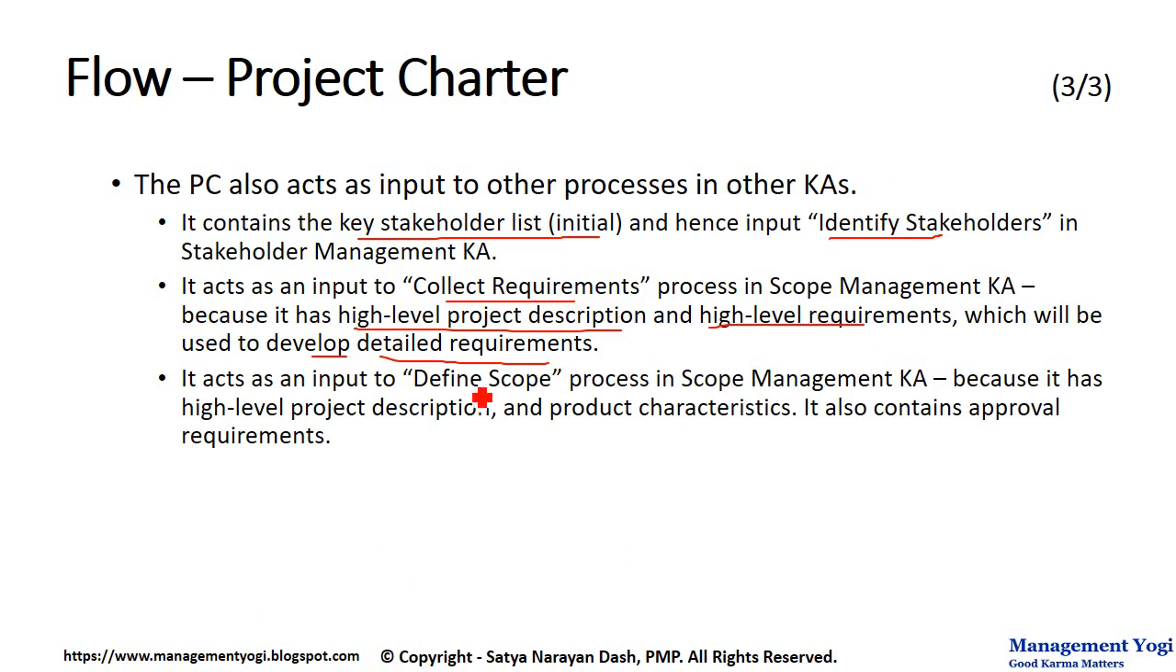It also acts as an input to the define scope process in the scope management knowledge area because it has a high level project description and product characteristics. And also it contains approval requirements. After all, in the define scope process, we will have the scope statement which will contain acceptance criteria. This approval requirement will in turn get converted to acceptance criteria in the scope statement. And because it has product characteristics and a high level project description, it will help to develop or elaborate the scope statement of the project.